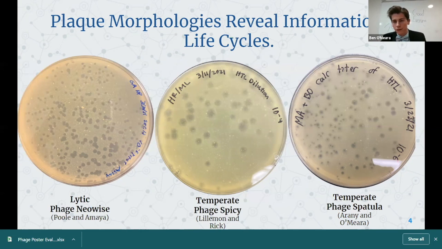As compared to the phage Spicy and the phage Spatula, we can see a more cloudy morphotype associated with these phages. The cloudiness is a result of some of the phages undergoing the lysogenic cycle, which, as you remember, doesn't actually kill the bacteria.